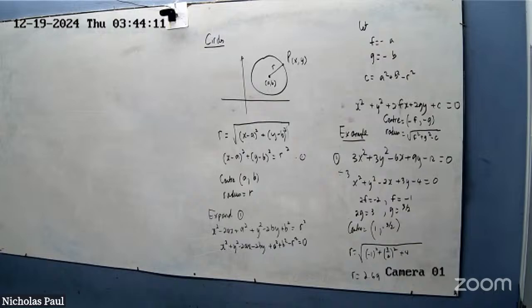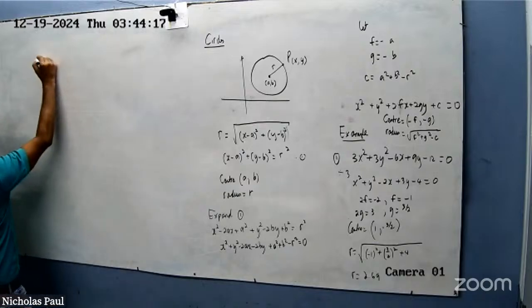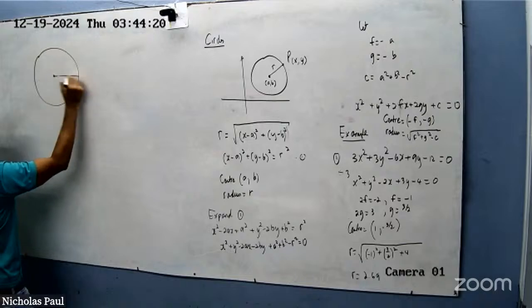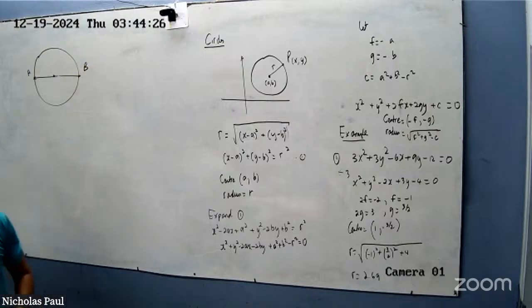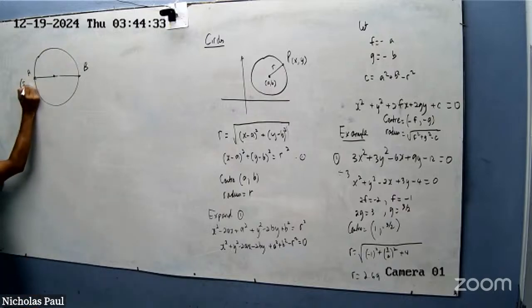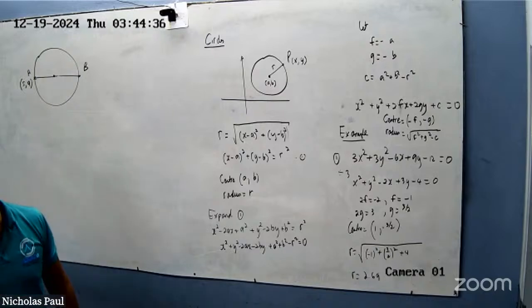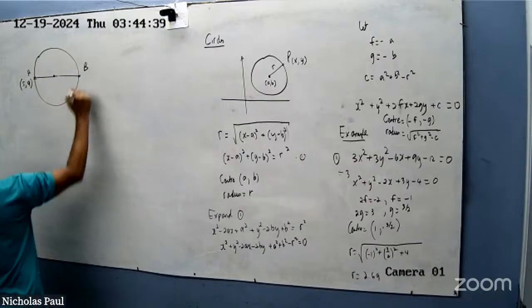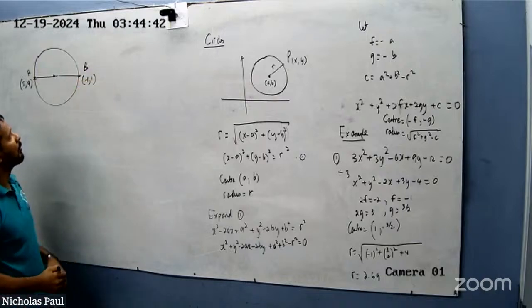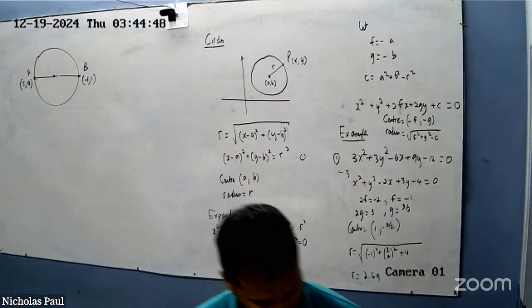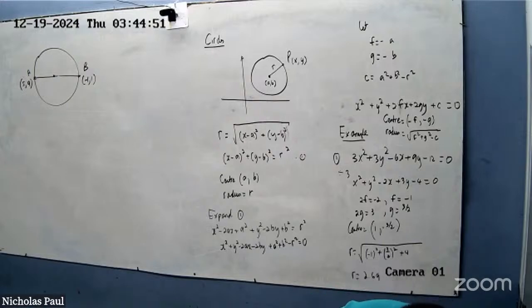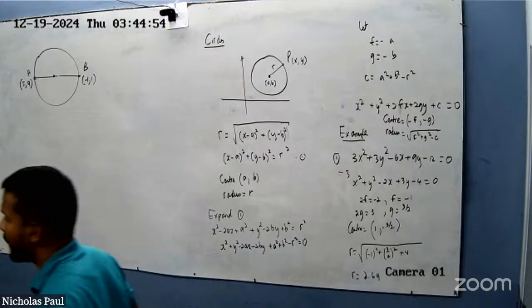Given that the diameter of the circle has endpoints A is 5,9 and B is minus 1,1. Right? So they want the equation of this circle.